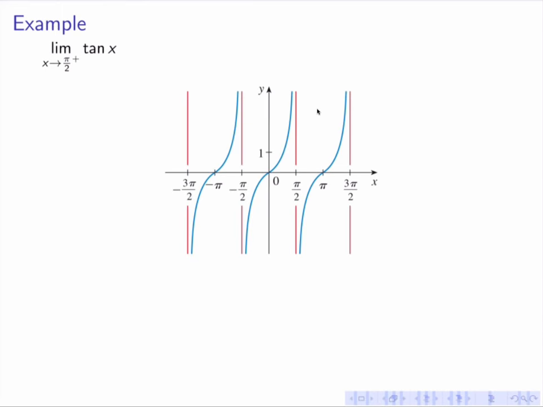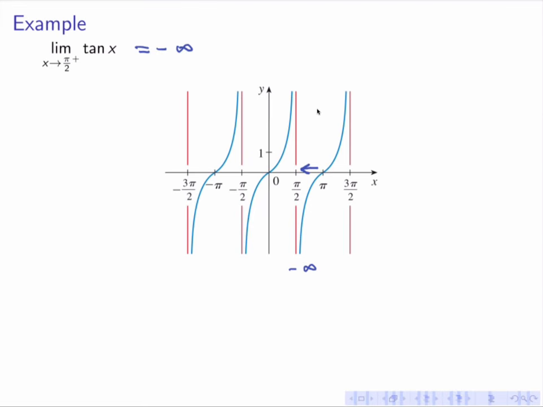Here's another example which is a little bit more tricky. I look at the tan function, which is plotted here in blue, and then at the limit as x goes to pi over 2 from the right. So let's see in the graph where this happens. This happens right here. So here is pi over 2 and I come from the right. Then I look at the function and the function goes to minus infinity.